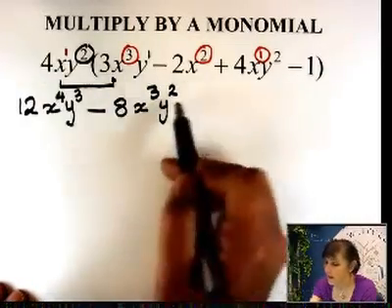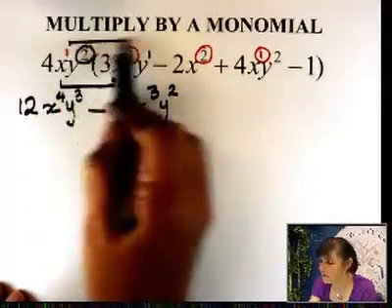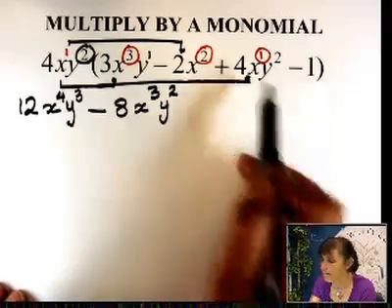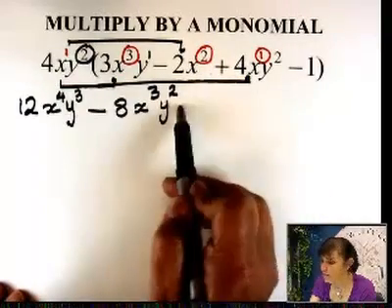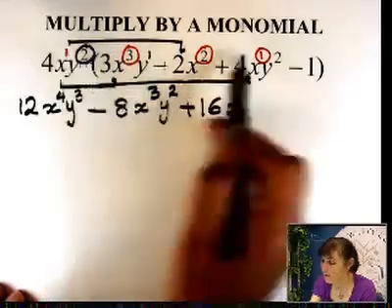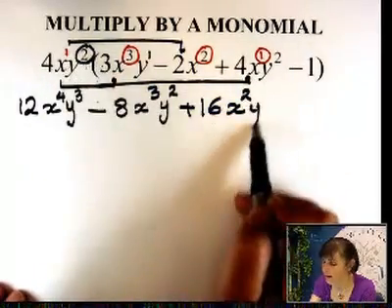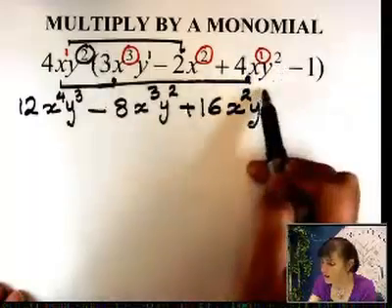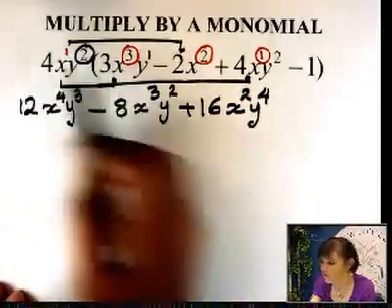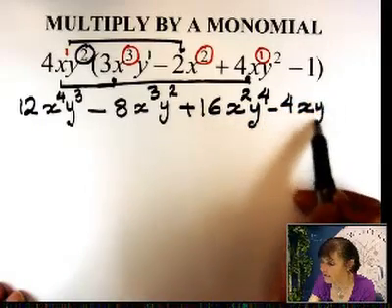Very good. Then I multiply the third one. So we did the first one and the second one. Now we're going to do the third one. 4 times 4, that's 16. X to the, you have 1 plus 1, that's 2. And then you have a y. You have a 2 and a 2, that's 4. And the last one, -1, all you have to do is just 4 times -1, that's -4. And you have an x and a y squared.